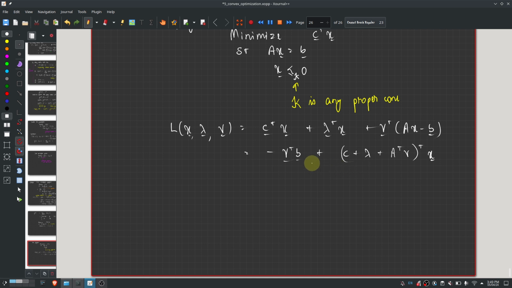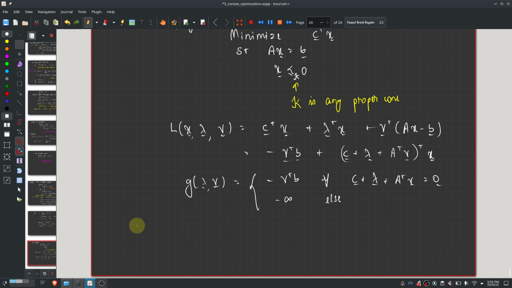Okay, so once again, what is the Lagrange dual going to be equal to? It's the infimum of this with respect to all possible x. What will that be? It will be minus nu transpose B if C plus lambda plus A transpose nu is equal to 0, and it's equal to minus infinity otherwise. Right?